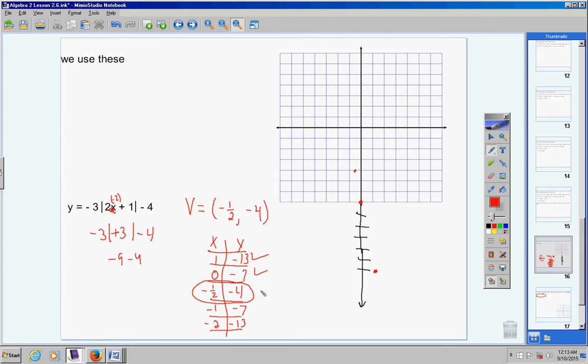I've graphed that one, and that one. Negative 1, negative 7. So negative 1, negative 7. It's going to be a really skinny V. And then negative 2, negative 13. There we go. So a really skinny V, which is no big deal. So we'll start right here, and we'll draw one side, and then we'll draw the other side. And there it is. It works every time, students. If you'll use these steps, it works every time, okay?